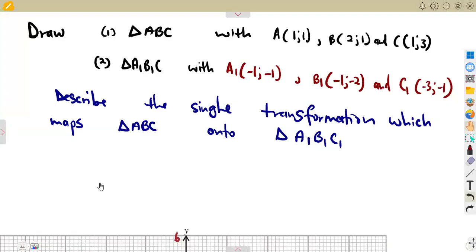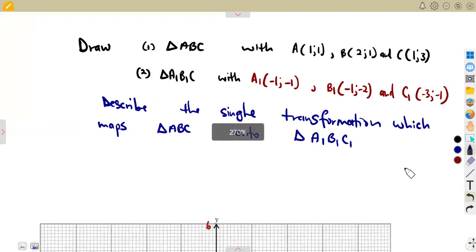So the previous questions that we had on our reflection, we were describing what is happening between the object and the image, and we saw that it was just a consideration of whether the mirror line is vertical or horizontal. Those were the typical questions that we had.